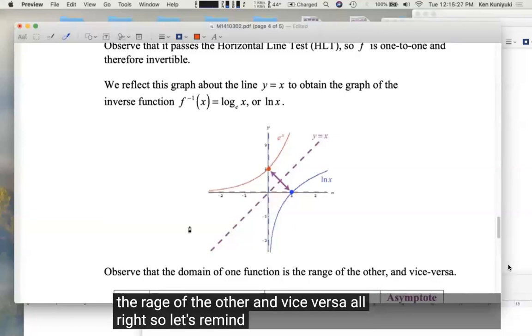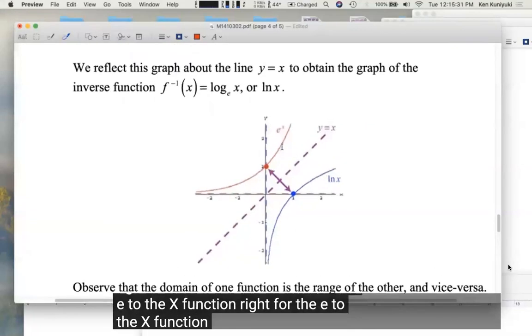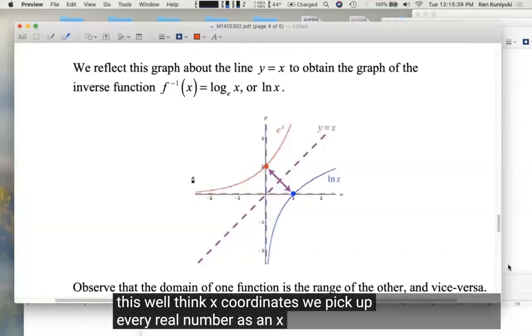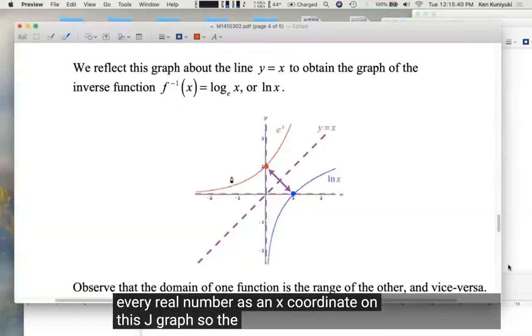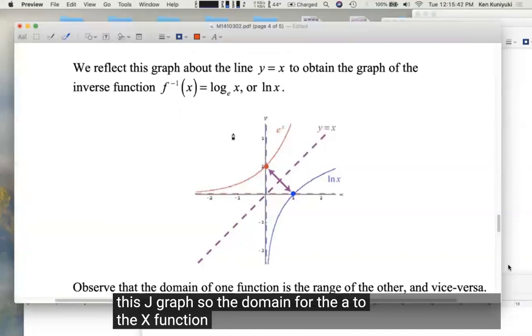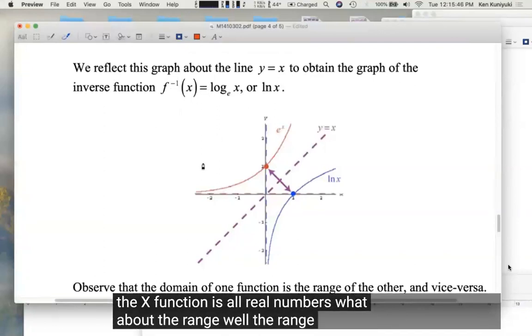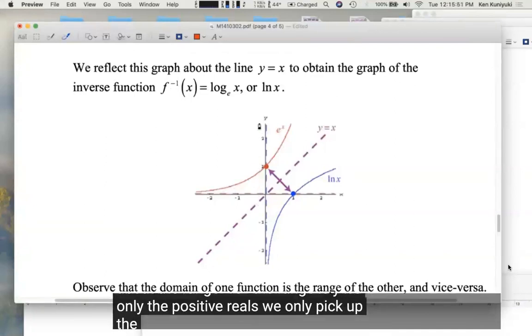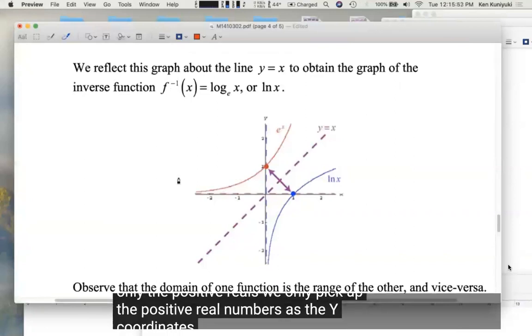All right, so let's remind ourselves. For the e to the x function, what was the domain? Well, think x coordinates. We pick up every real number as an x coordinate on this J graph. So the domain for the e to the x function is all real numbers. What about the range? Well, the range is y. It's only the positive reals. We only pick up the positive real numbers as the y coordinates.